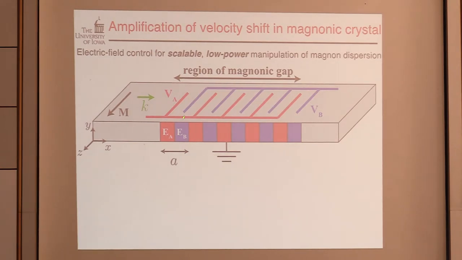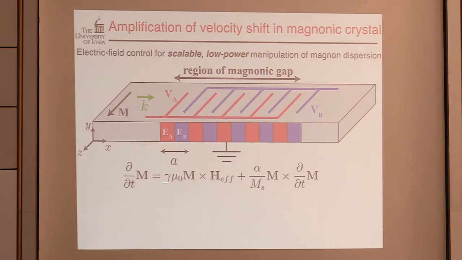So here's the picture. This is a kind of interdigitated electrode similar to what one might use to launch a surface acoustic wave. But here, it's intended to be applying this alternating electric field in the system. It's going to have two values, A and B, so that's the red and the blue. And so you're making a magnonic crystal out of a slab of material that is uniform in structure and composition, but is varying in terms of the electric field that is applied. And we're thinking of this as YIG.